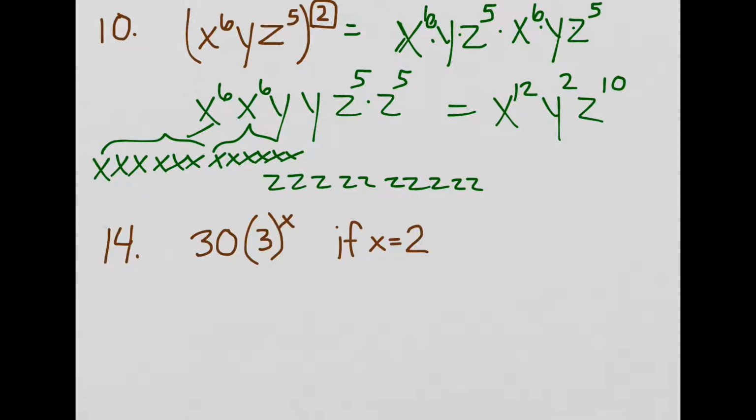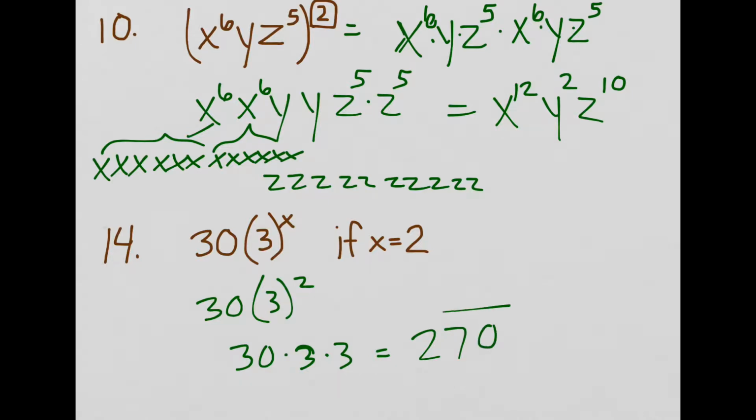Number 14. You're supposed to evaluate this if x equals 2. So I've got 30 times 3 to the 2nd power. If x is 2, then I can replace the x with a 2. Well, 3 to the 2nd power is 3 times 3. So this actually becomes 30 times 3 times 3. And that is 270. And that's the answer. It's the last one.